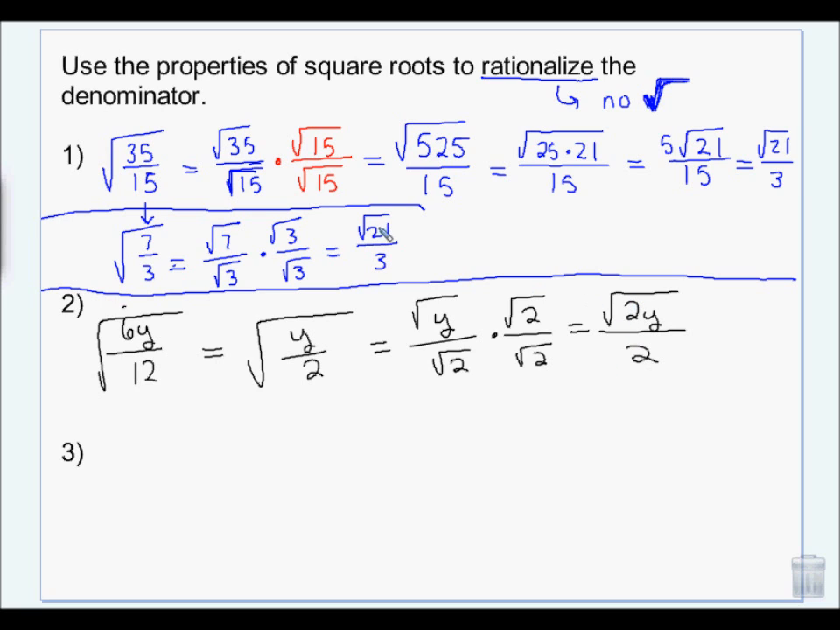And notice here I didn't reduce the 21 and the 3, and here I'm not reducing this 2 and this 2, because you can't reduce something under the radical with something not. They have to be both under the radical for you to reduce. Want to see one more?